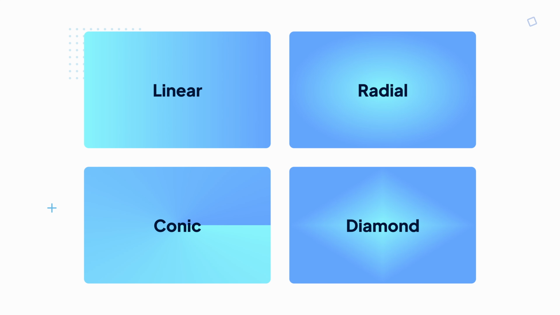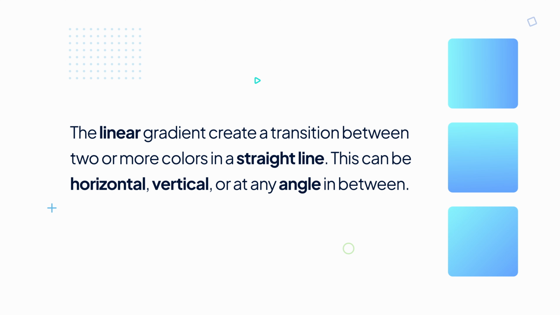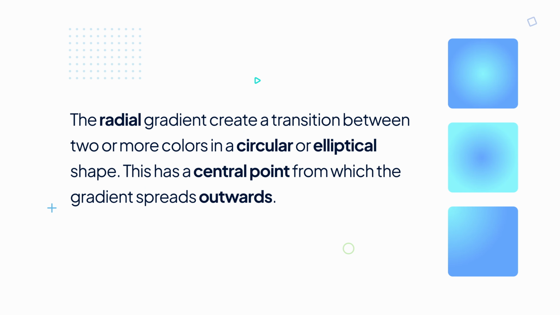Now, when discussing gradients, we need to learn about their anatomy. And here, there are 3 things we need to talk about. That is type, color stops, and direction. First, type. There are several gradient types we can use: linear, radial, conic, or angular, and diamond. The linear gradient creates a transition between 2 or more colors in a straight line. This can be horizontal, vertical, or at any angle in between. The radial gradient creates a transition between 2 or more colors in a circular or elliptical shape. This has a central point from which the gradient spreads outwards.